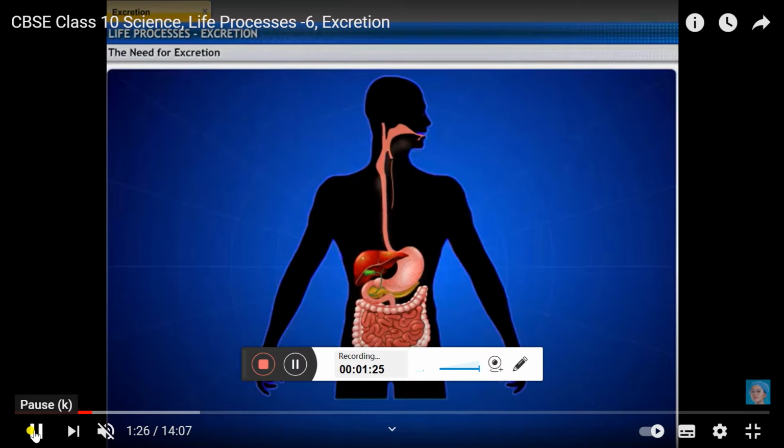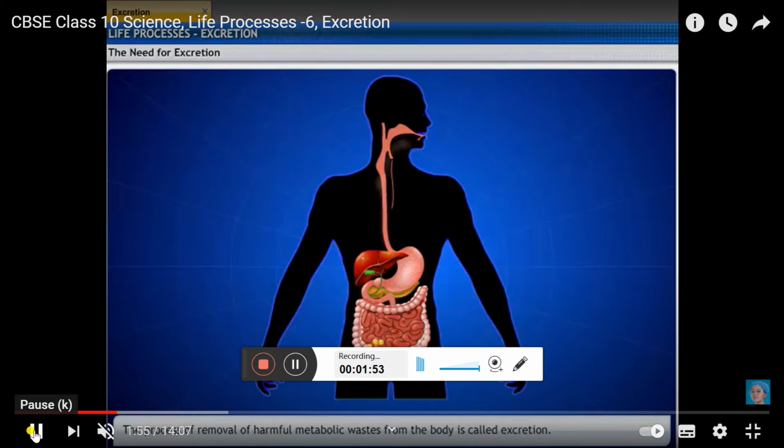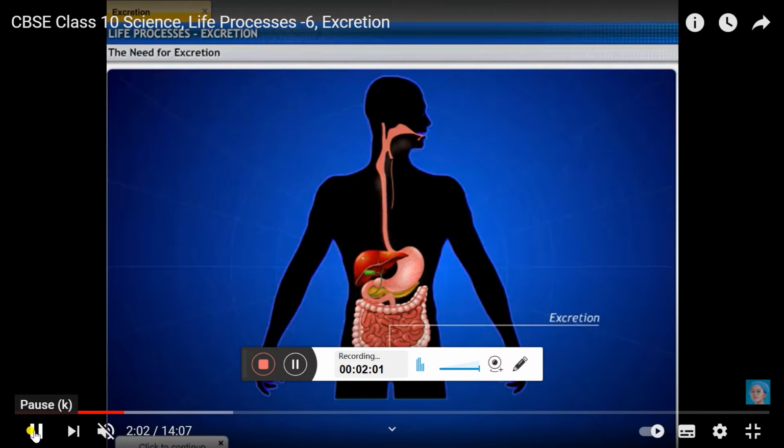All living organisms consume food to obtain nutrients and energy. The food is broken down into simpler molecules by the process of metabolism. These metabolic reactions create nitrogenous materials that are not required by the cells of the body and may even harm the body if they are not removed quickly. The process involved in the removal of these harmful metabolic wastes from the body is called excretion.